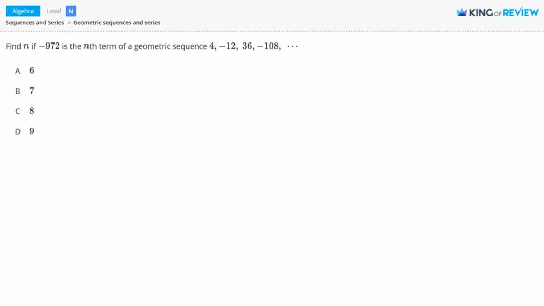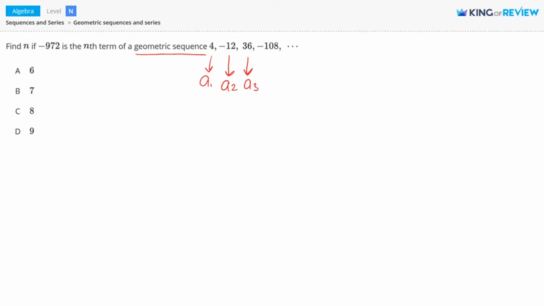Find n if negative 972 is the nth term of a geometric sequence 4, negative 12, 36, negative 108, and the sequence continues. So we have something here called a geometric sequence. A geometric sequence is a sequence or list of numbers or terms where the ratio of any term to the previous term is constant. So this first term is called A1, the second term is called A2, and this continues. A3 is the third term. So that's how you name the different terms.